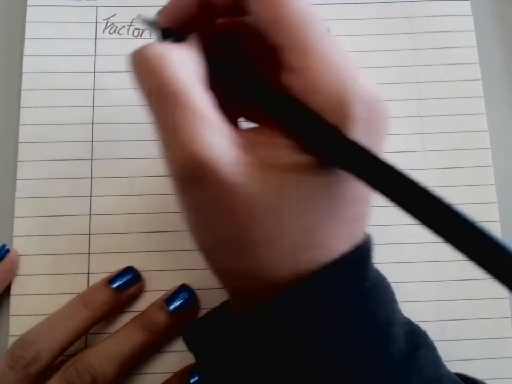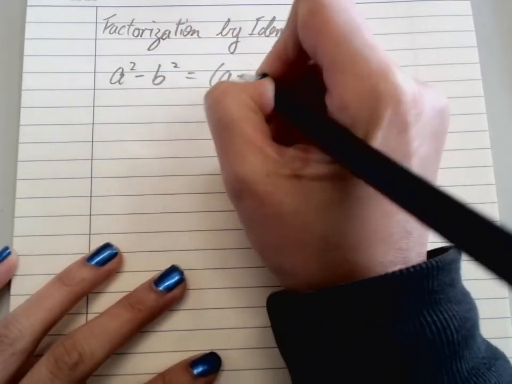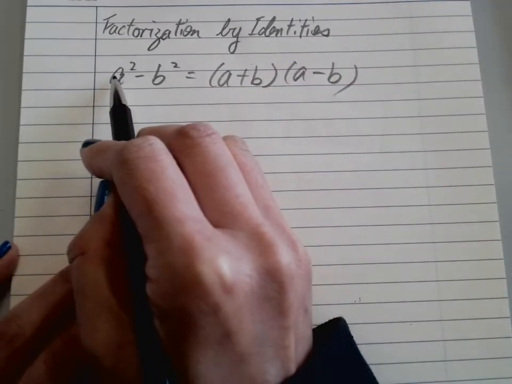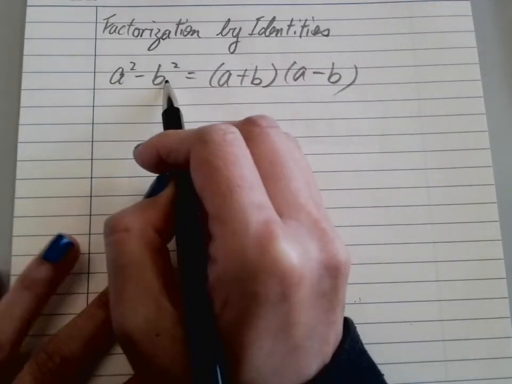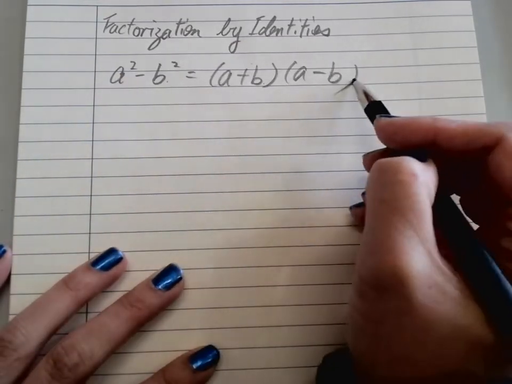Alright, we might have factorization by identities. So remember, we have a squared minus b squared equal to a plus b and a minus b, which means that if we have a square number minus another square number or a square expression, we can break it down into plus and minus.